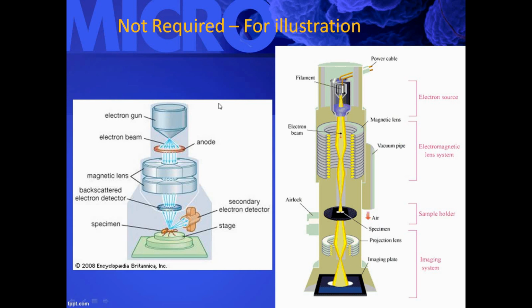The specimens in electron microscopy, scanning and transmission, are always killed. Why is that? Because living creatures cannot sustain the vacuum. Also, the complex specimen processing techniques in electron microscopes always kill the specimen.